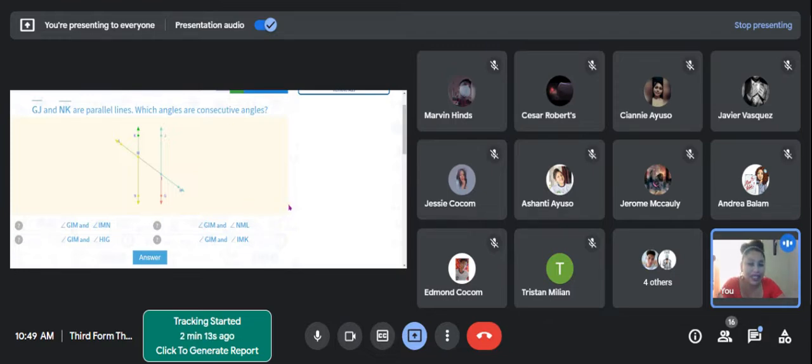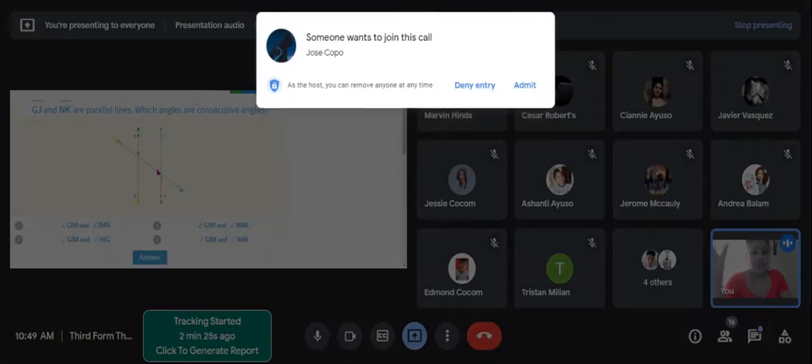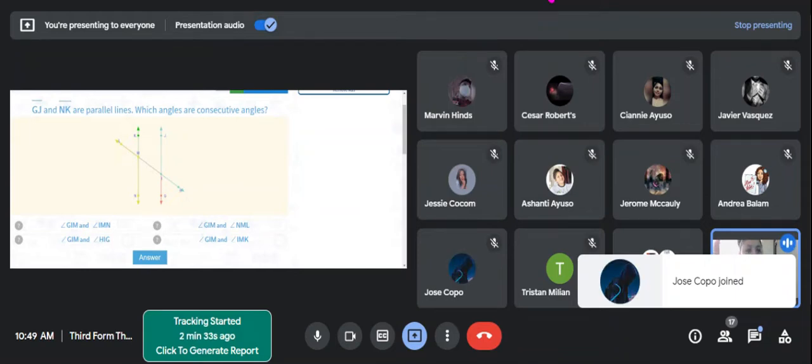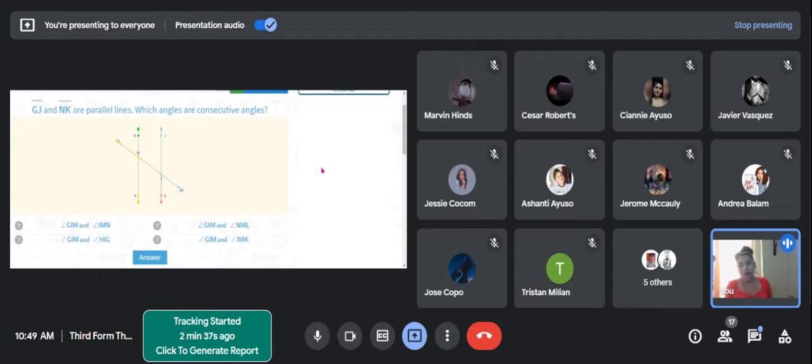Consecutive angles are basically interior angles, right? They're talking about angles that are one beside the other. For example, the angle over here and the angle over here would be consecutive angles. The angle over here at the bottom and the angle over here at the bottom would be consecutive angles. So if we know that information, which one of these four options would be showing the correct consecutive angles?